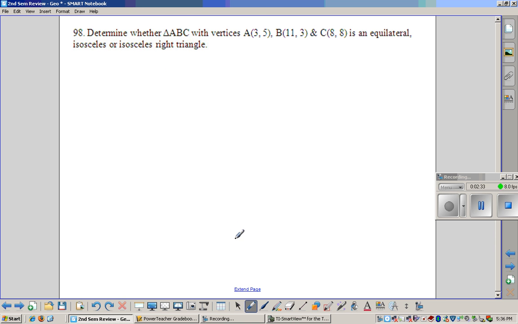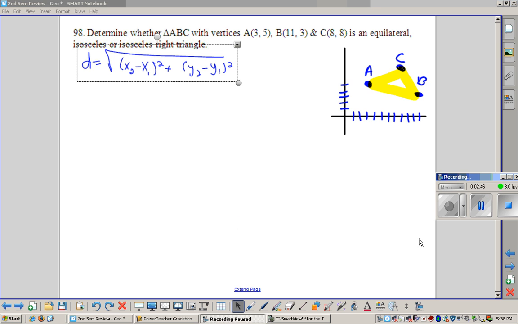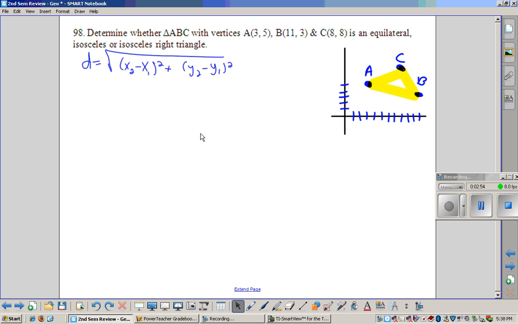So the first thing you should do is probably plot them just so you get a rough idea. And then we're going to have to find the distances of all the sides. So we're going to use the formula from the previous page. You can take a minute, pause the video, and do some of the work. Okay, so I've sketched it, and I've copied the formula from the previous problem. And now I'm ready to find the distance of AB. You can do this by using the coordinates of AB.